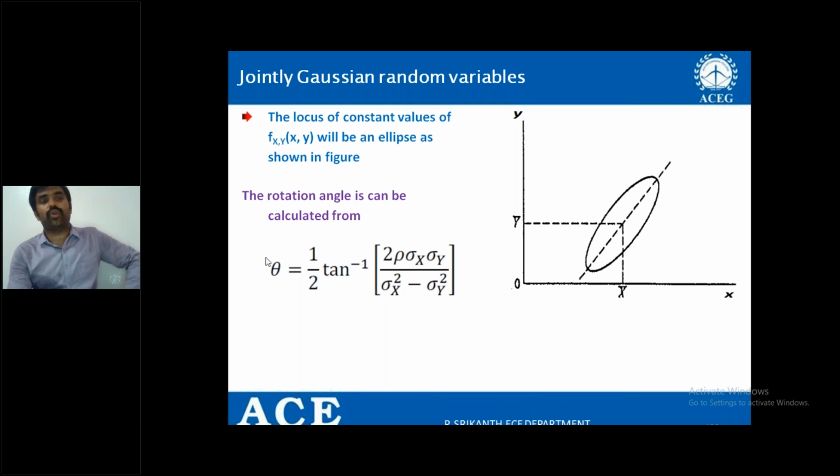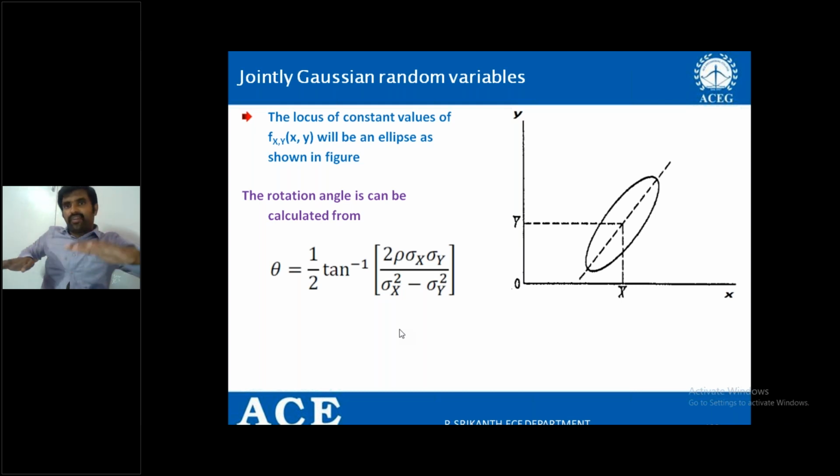So the rotation angle is always depending on what? Here it is depending on the variances of the two random variables and also the correlation coefficient of the two random variables. So I can take the rotation angle in terms of the variance. Why? Because the variance will show the dispersion of the density function. Sigma x square will show the dispersion of the density function of random variable x.